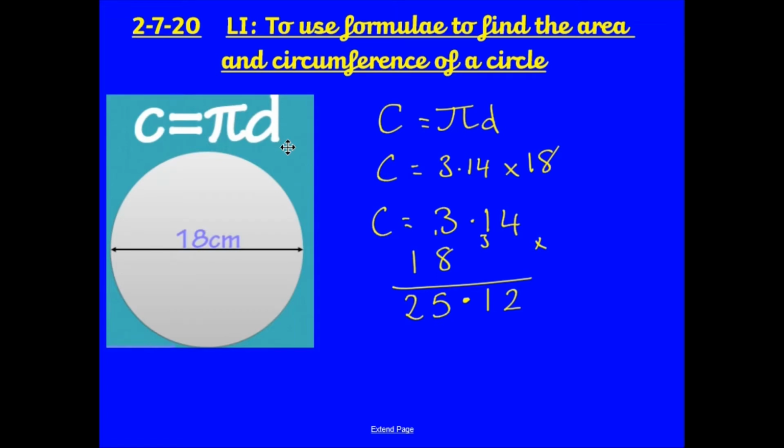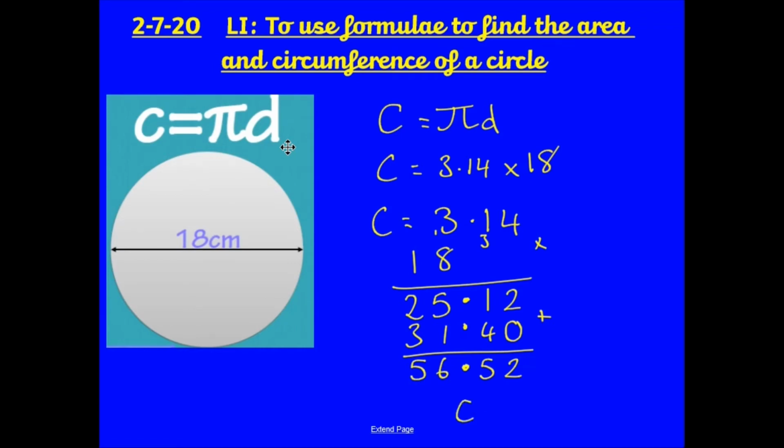Times by 10 now, the one here. So I'm going to put in my place value holder. Decimal place stays the same. 1 times 4 is 4. 1 times 1 is 1. 1 times 3 is 3. Okay then. I can now add them together. So that'll be 2, 5, decimal place will not move, 6 and 5.